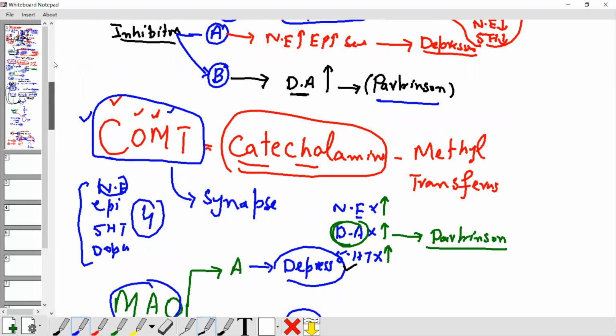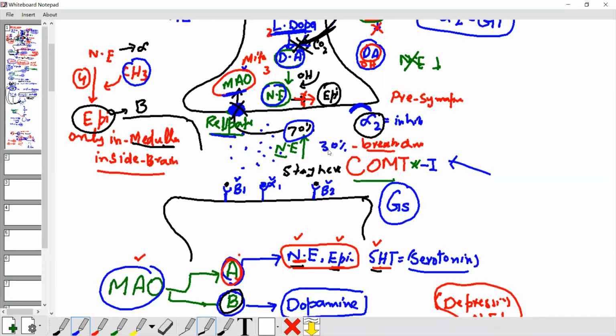Any problem till here in this synapse? No problem, yeah? Okay.